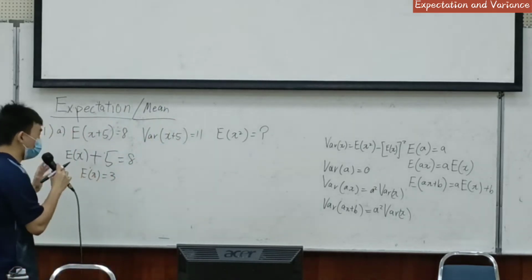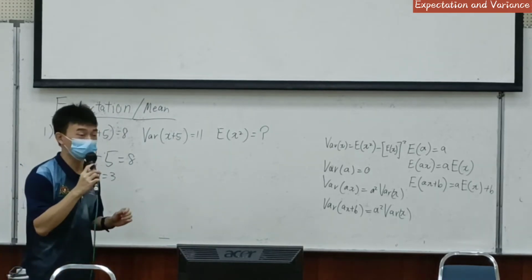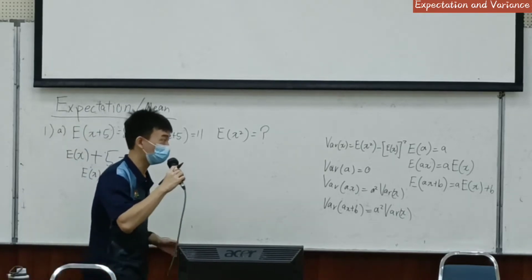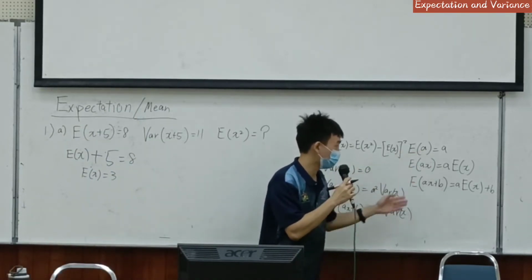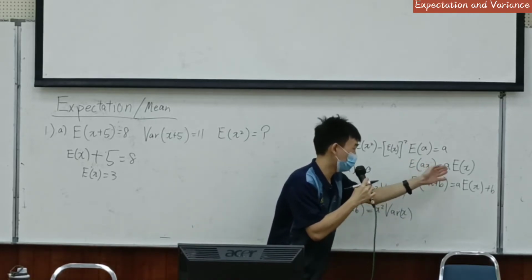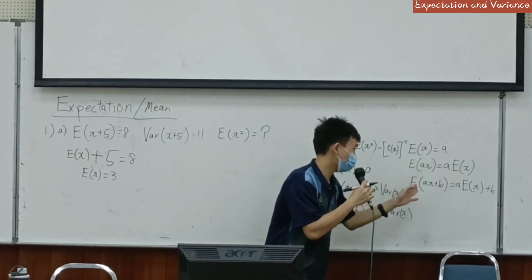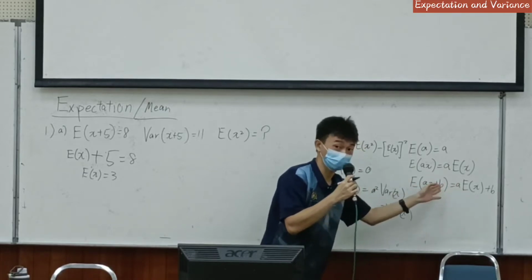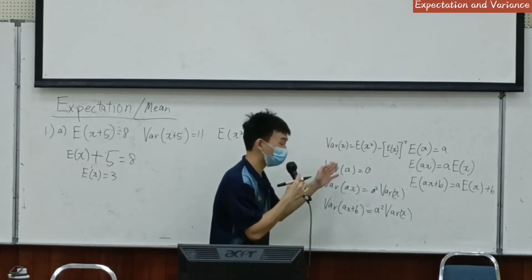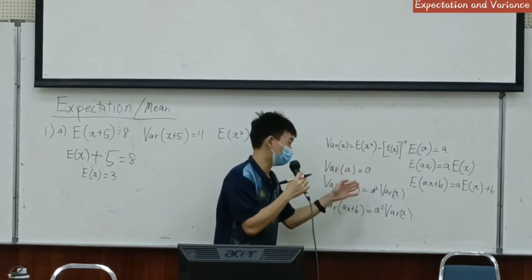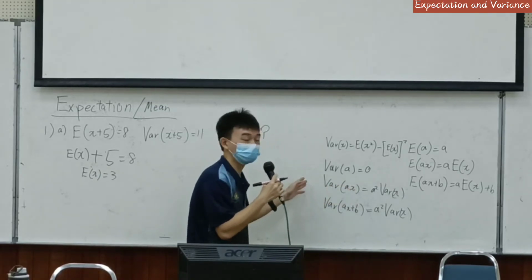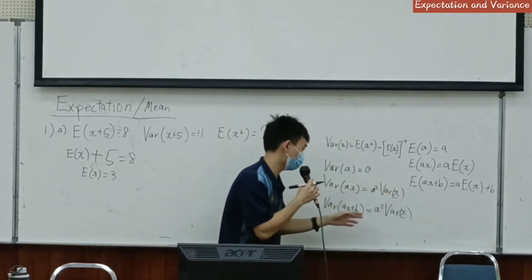So before we do this question, we need to know 6 important properties. Which is E(a) equal to a, where a means the constant. E(aX), a can be moved up, so a E(X). And E(aX plus b), a also can be moved up, b is a constant. So variance is the same: variance of a constant is equal to 0. Variance of aX, a can be moved up, but needs to be squared. So a squared variance of x.